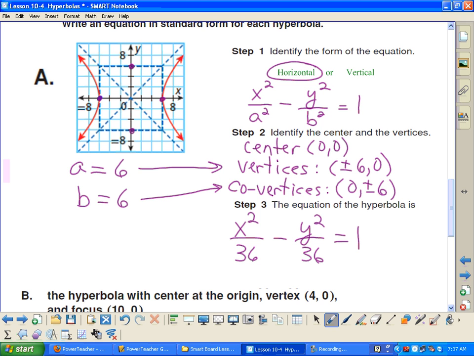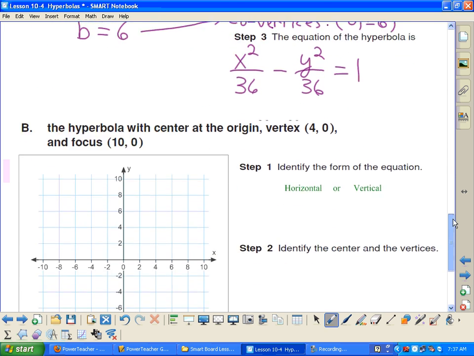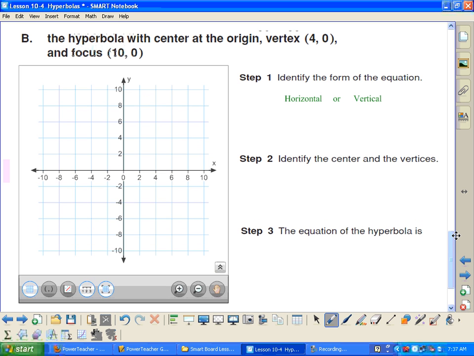Now the one thing is that this is a little bit tougher than an ellipse just because there's a little bit more information there that we use. So let's look at another example. Here we have a hyperbola with a center at the origin, and the vertex is at 4, 0, and the focus is at 10, 0. So I'm going to go ahead and plot those points first. 4, 0, 10, 0. Now, a reminder that if we have a vertex at 4, 0, we also have one at negative 4, 0. If we have a focus at 10, 0, we also have one at negative 10, 0.